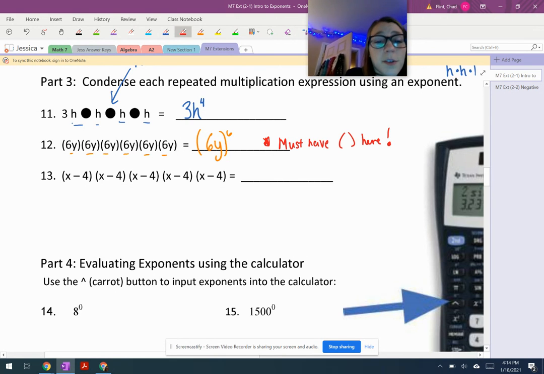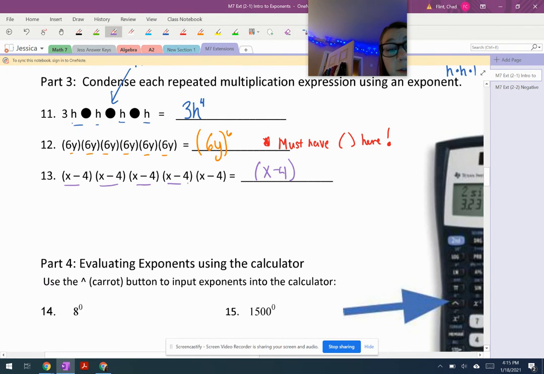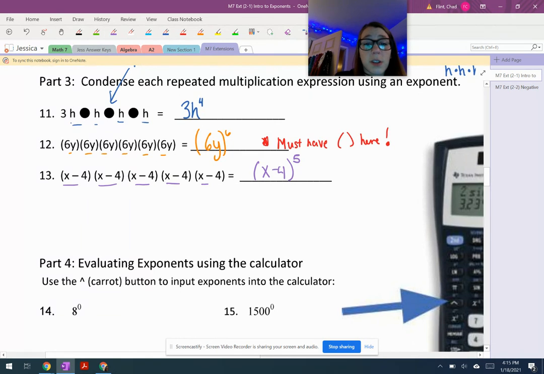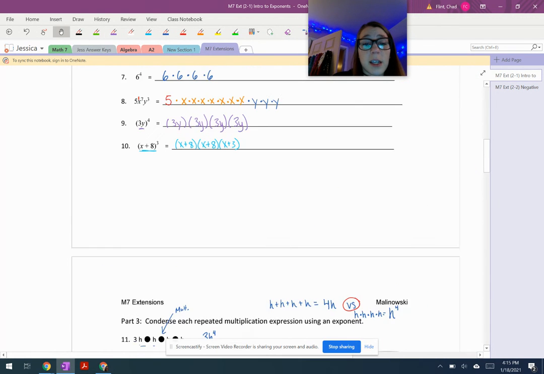And then number 13, I'm just condensing that. Need to also have the parentheses here too, because again, the whole piece is being multiplied 1, 2, 3, 4, 5 times. Boom. So that's just a little bit of the basics, condensing and expanding.